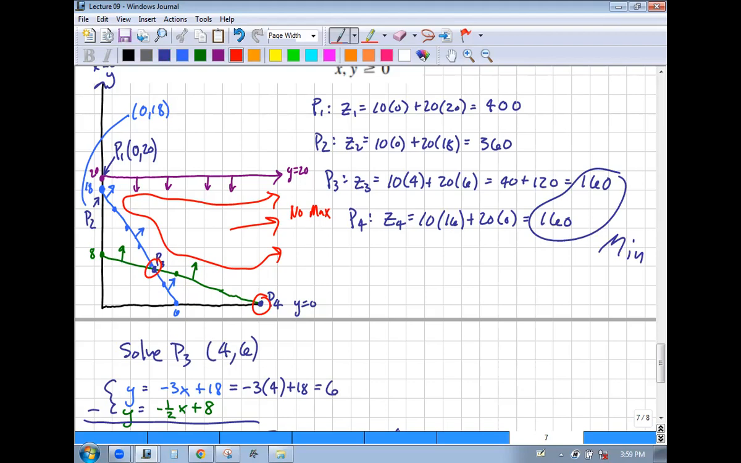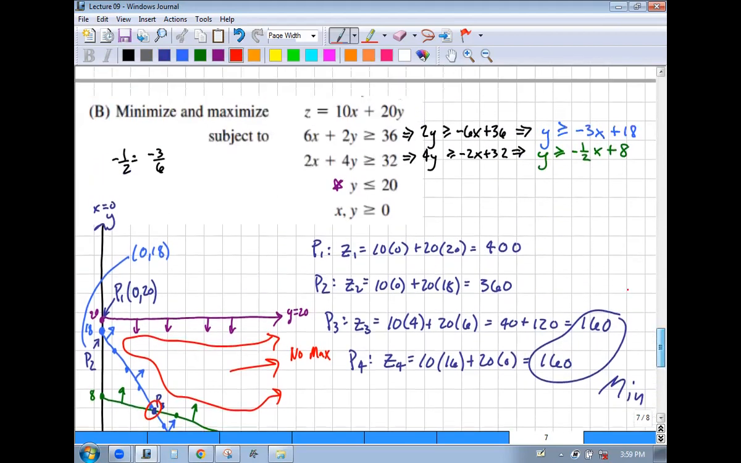What that tells us though, because you think about it, if we took our Z here and let's graph that Z, there's something interesting going on here. We have 20y equals negative 10x plus Z. So y would be 10 divided by 20, which is 1/2. And then we have z over 20.